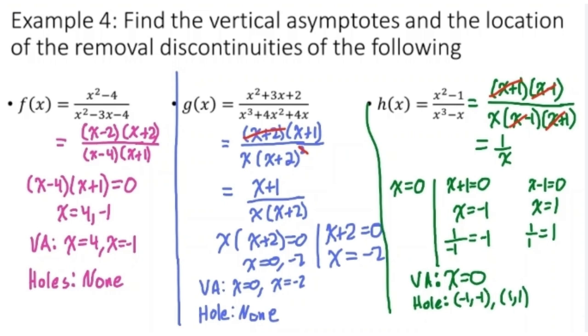Basically what's happening here with this graph, if I draw a little sketch, our graph of h of x is going to look exactly like the graph of 1 over x, except at the points 1, 1 and -1, -1, where I'm going to have these punctures, these holes.